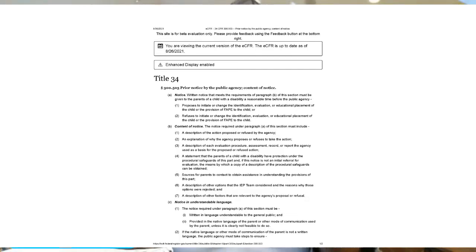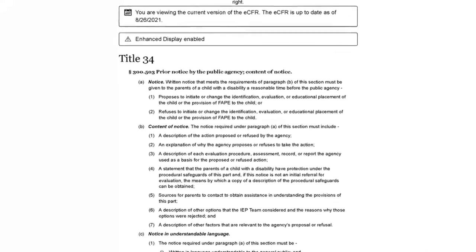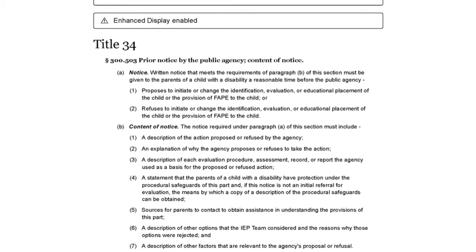This is all the stuff that goes in a prior written notice that nobody ever puts in. And it's amazing to me. That's why you can get them for denial, for violating prior written notice. And then they also have to include, based on your request, a description of other options that the IEP team, including you, considered with respect to your request, and the reasons why those options were rejected, and a description of other factors that may be relevant to the agency's proposal or refusal. You see, it's not just yes or no.